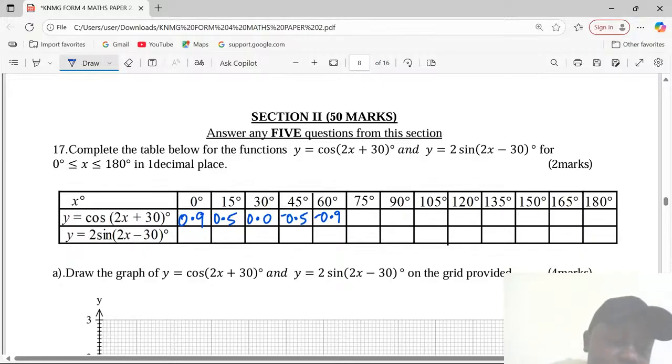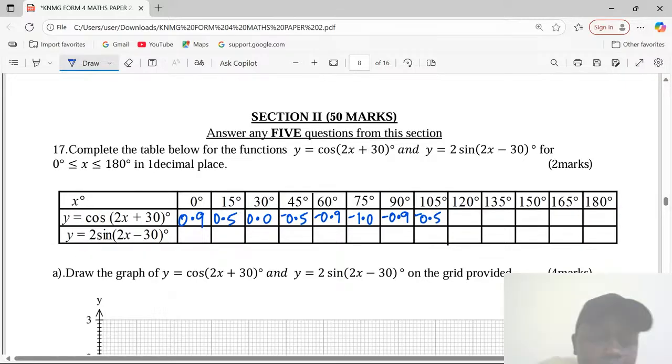Then at 75, it shall be 2 into 75 plus 30. This is 180. So the cosine of 180 is negative 1. So I'll write negative 1.0 to ensure that it is to one decimal point. 2 into 90 plus 30. This is giving me 210. So the cosine of 210, this is negative 0.9. Then we have 105. 2 into 105, then I add 30. Then the cosine of this, which is negative 0.5.